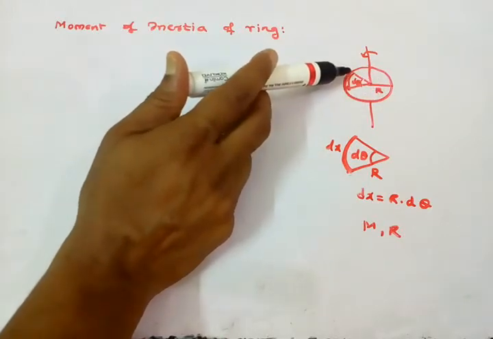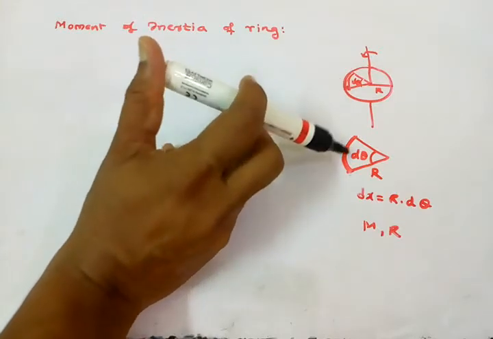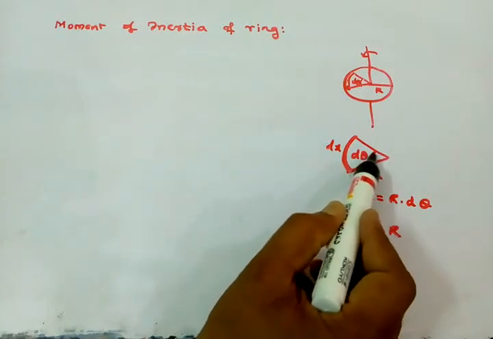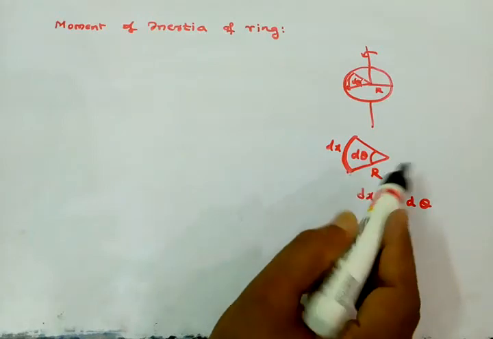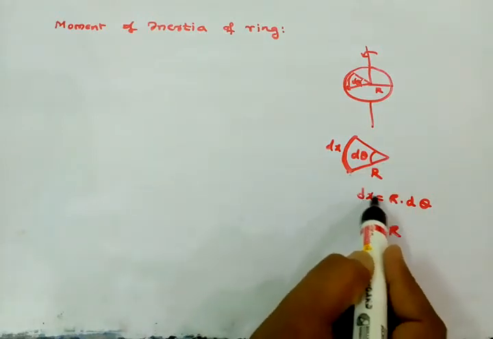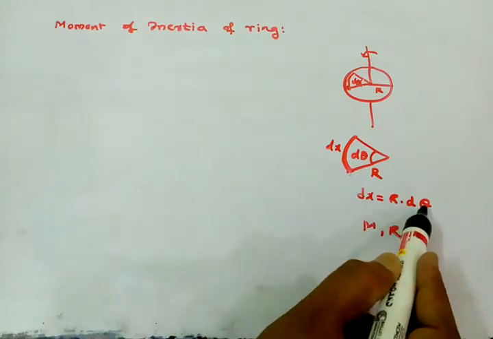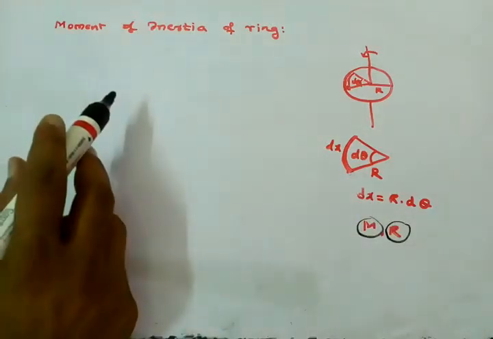So we take an elemental part of the ring, that is dx. The dx makes an angle at the center of the ring, that is d theta. This is R. From the arc, the relation between dx and r d theta is dx equal to r into d theta. The mass of the ring is capital M, and the radius of the ring is capital R.